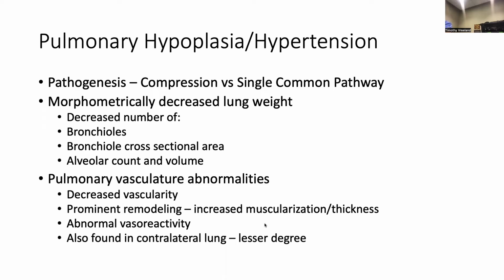There's decreased number of bronchioles, bronchial cross-sectional area, alveolar count and volume. There's marked pulmonary vascular abnormalities. There's decreased vascularity, prominent remodeling, so there's increased muscularization and thickness and abnormal vasoreactivity.